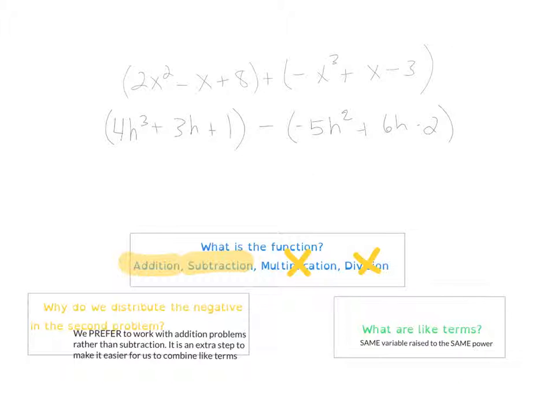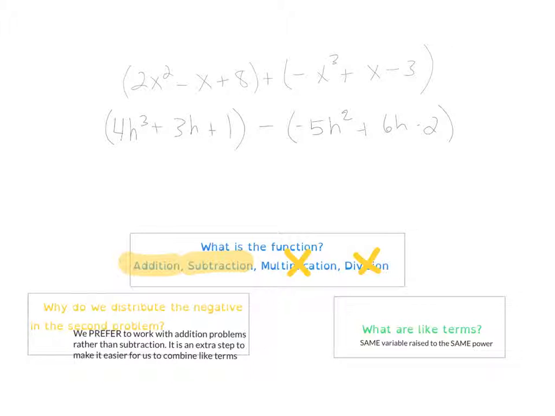As you can see on the bottom in the green there, I have the question, what are like terms, and I have an answer. Same variable raised to the same power. So in the very first expression, I can see that my highest exponent is a negative x to the third. I'm going to look for any other x to the thirds, and I'm going to combine them. I can only combine them with another x to the third. So do I have any other x to the thirds in that first problem? I don't. So I'm just going to bring it down.